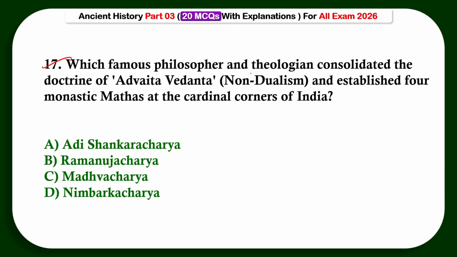17. Which famous philosopher and theologian consolidated the doctrine of Advaita Vedanta, non-dualism, and established 4 monastic mathas at the cardinal corners of India? Option number A. Adi Shankaracharya.